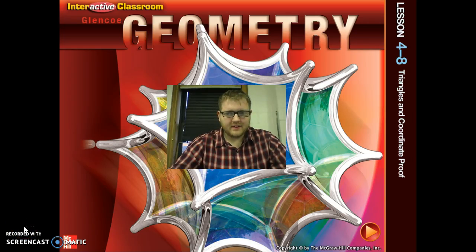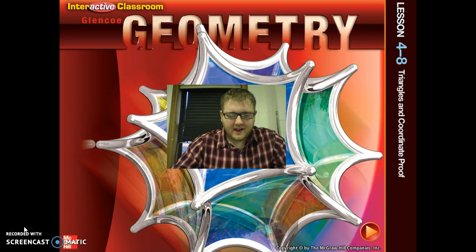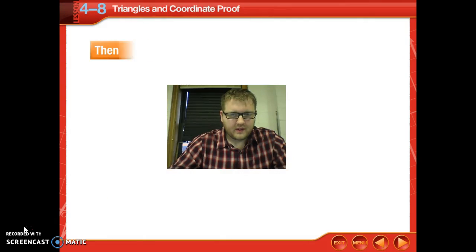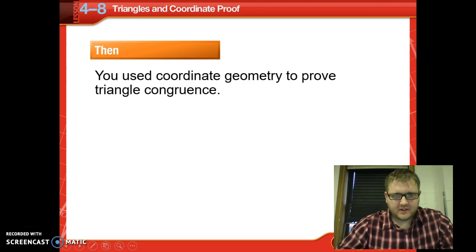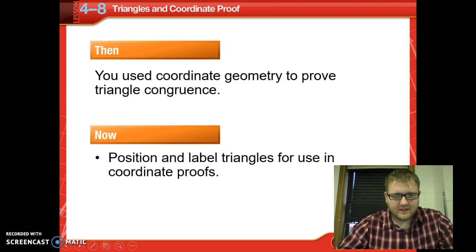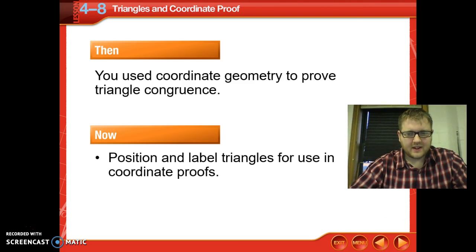Hi, and welcome to today's lesson on 4.8 triangles and coordinate proof. Before, we've used coordinate geometry to prove triangle congruence. Now we want to position and label triangles for use in coordinate proofs, basically taking advantage of the coordinate plane and helping us figure out properties of triangles mathematically.